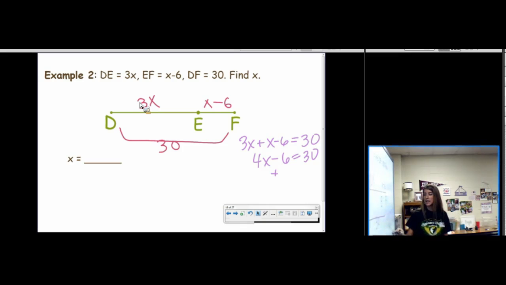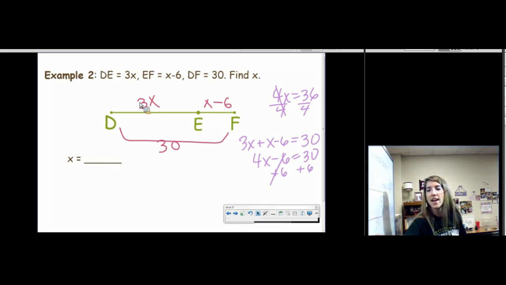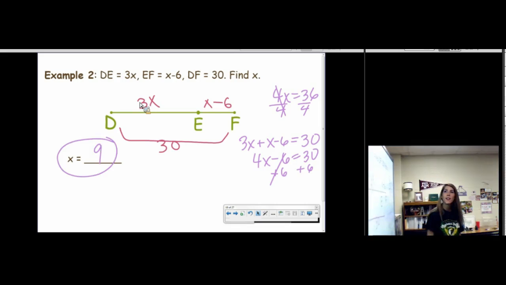Opposite of minus 6 is plus 6. 4x equals 36. Opposite of multiplying by 4? Divide by 4. Beautiful answer. What is it? 9. We have another human calculator over there. Awesome. We need to get a midpoint one in before that bell rings. Let's get a midpoint one in.